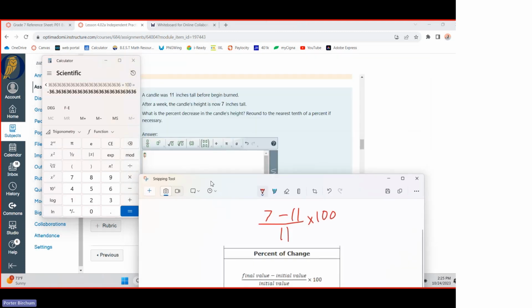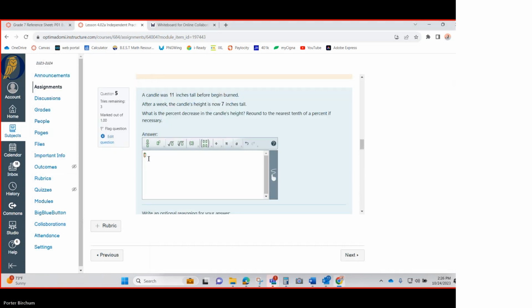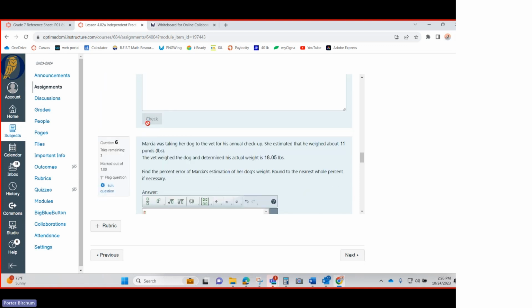My question said to round to the nearest tenth of a percent. So I'm going to look at the hundredth place. Is 6 closer to 10 or closer to 0? 6 is closer to 10. So I'm going to round up, making this negative 36.4. Negative 36.4. Don't forget that percent sign. Check.